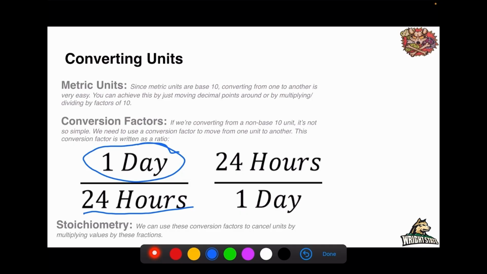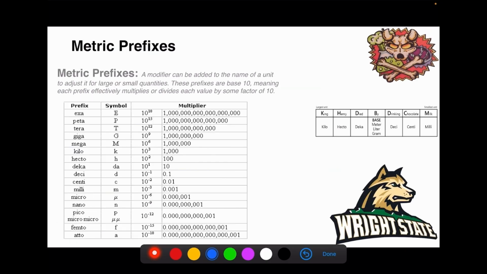So I can put day on top, hours on the bottom, or hours on top and days on the bottom. These are mathematically equal to each other, and they're also both equal to 1. So we can multiply anything by a conversion factor as long as that conversion factor is correct, and use this to manipulate our units into the proper format. I'm almost certain all of you have done this in previous classes, but it's good to review.